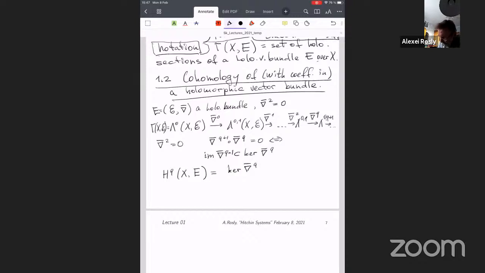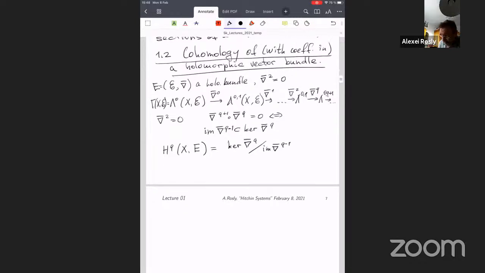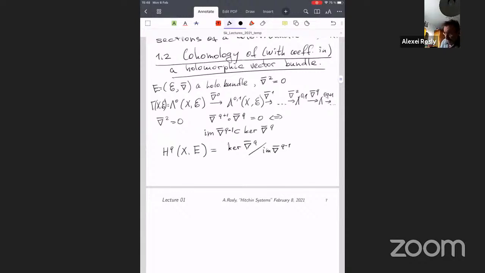The kernel of this guy, the quotient of this guy by its subspace, the image of the previous operator, nabla Q minus 1. Analogously to the de Rham cohomology, or Dolbeault cohomology with trivial coefficients.